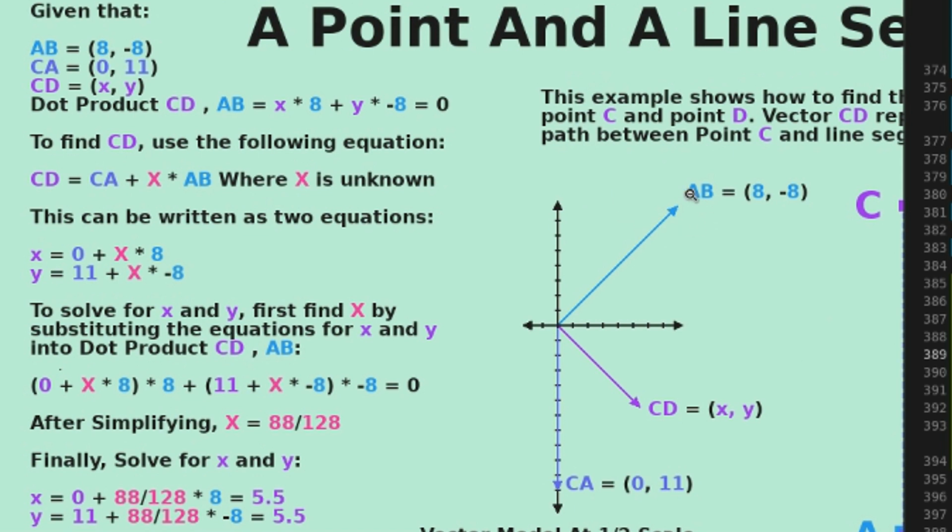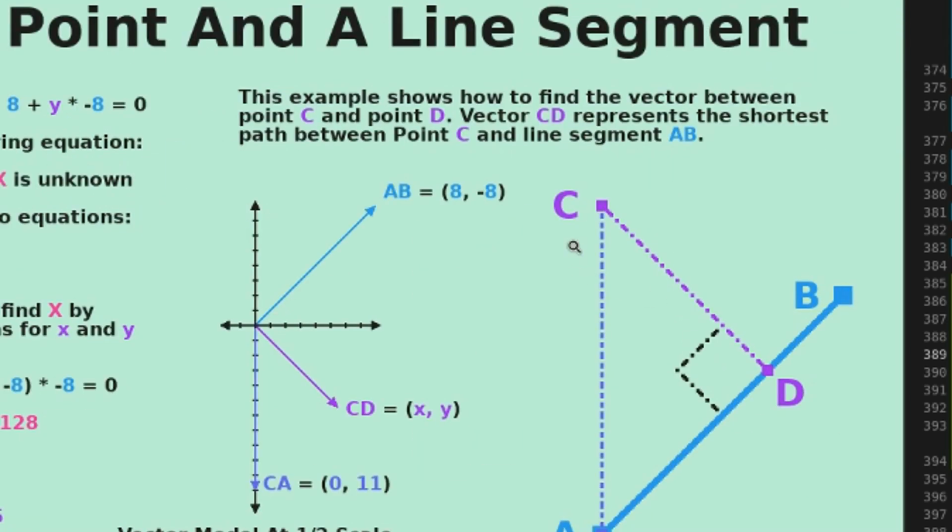We know AB is this right here. It's 8 and -8. It goes over to the right and up to the top. CA goes straight down. We've got CA here. It goes straight down to A.